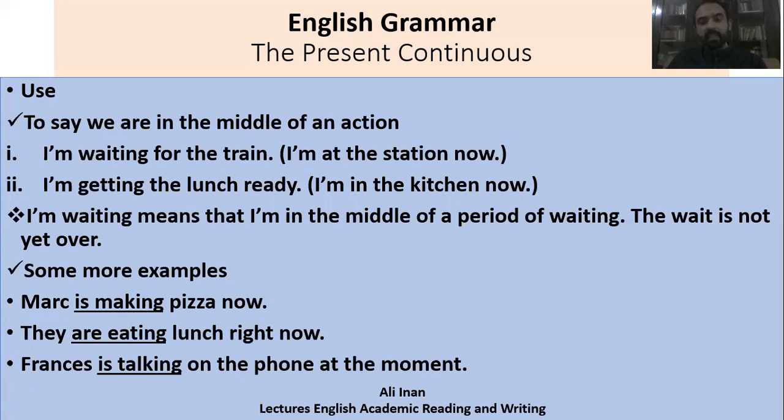I'm waiting means that I'm in the middle of a period of waiting at the station. The wait is not yet over. Some more examples are here as well. Mark is making pizza now. It means that he is in the middle of an action. Or they are eating lunch right now, so they are in the middle of an action. Or Francis is talking on the phone at the moment, so he is in the middle of an action. The conversation on the phone has not yet ended.